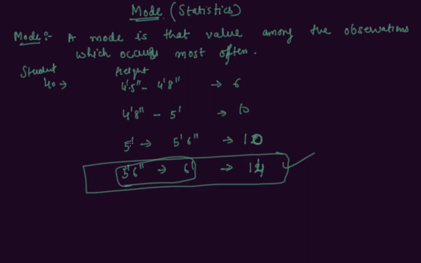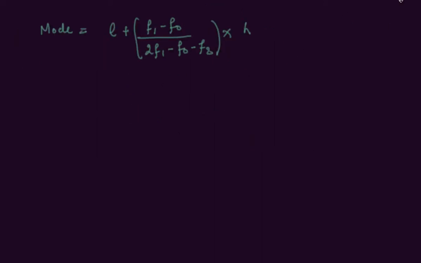So the mode is the value amongst the observations which occurs most often. This we can say is the mode of the particular class. Let me write the formula to find the mode: mode is equal to L plus (F1 minus F0) upon (2F1 minus F0 minus F2), into h.